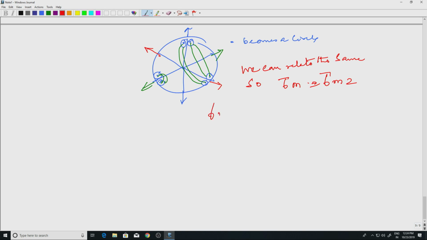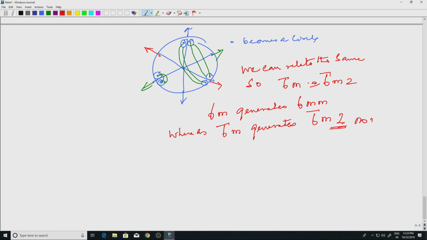Now you have to remember 6m generates 6mm, whereas 6 bar m generates 6 bar m2. No m is generated, only a two-fold is getting generated.